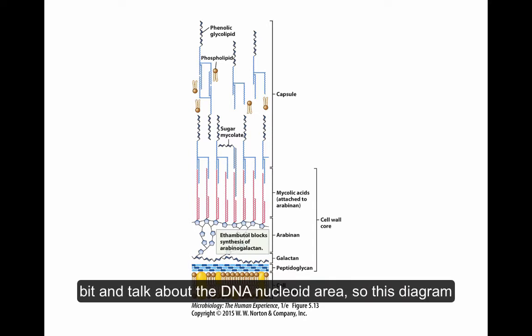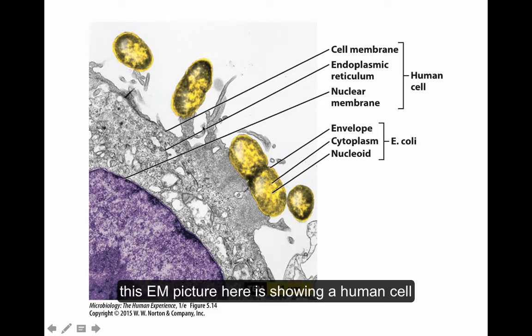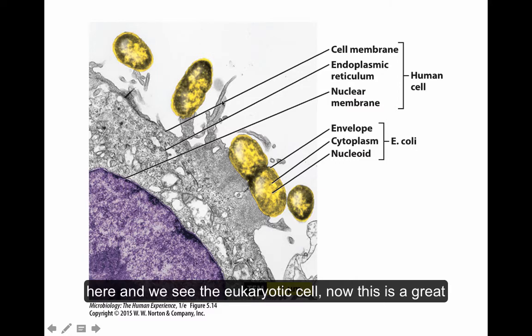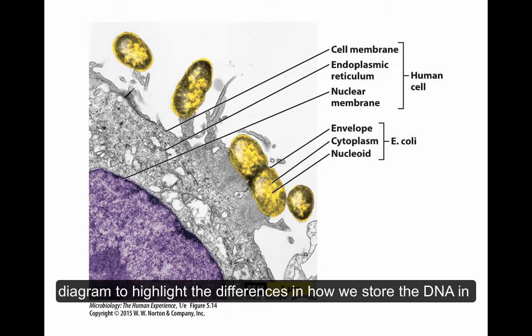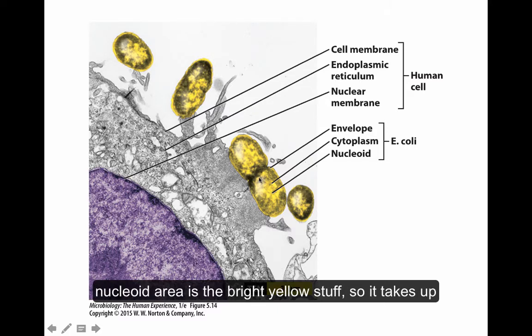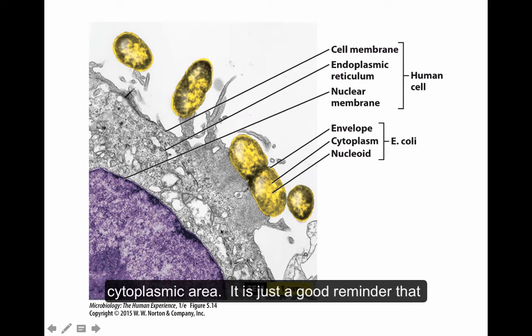All right, so let's zoom in a little bit and talk about the DNA nucleoid area. So this diagram, this EM picture here, is showing a human cell that's being infected by E. coli cells. So we see these E. coli in yellow here, and we see this eukaryotic cell. Now, this is a great diagram to highlight the differences in how we store the DNA in each type of cell. So in the yellow E. coli cells, the nucleoid area is basically this bright yellow stuff, right? So it takes up most of the cell, and it's right there at the surface. In eukaryotic cells, the DNA is the purple here, and it's hidden away by this whole cytoplasmic area. So this is just a good reminder that both prokaryotes and eukaryotes deal with their DNA a little bit differently.